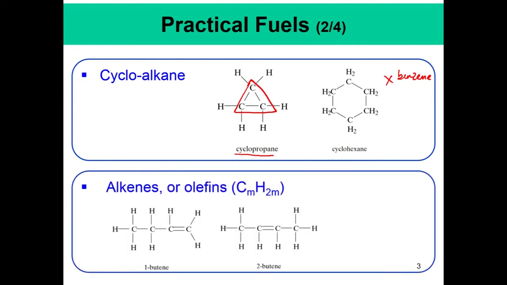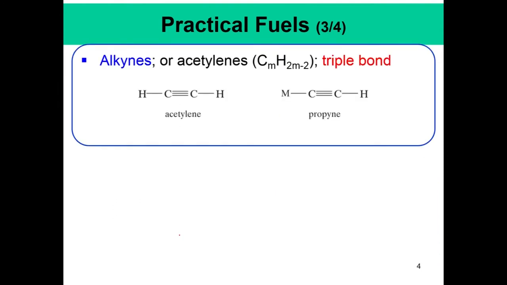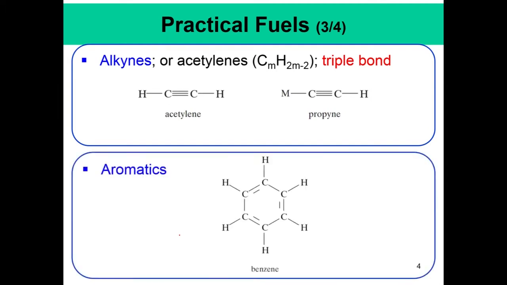Okay, and then you can have alkenes, which are represented by this double bond here, CmH2m, and then you can have 2-butene, alkynes essentially involving triple bonds, propyne. And of course you can have aromatics, that is benzene, which has double bonds at alternate locations, and this gives cyclic structures.